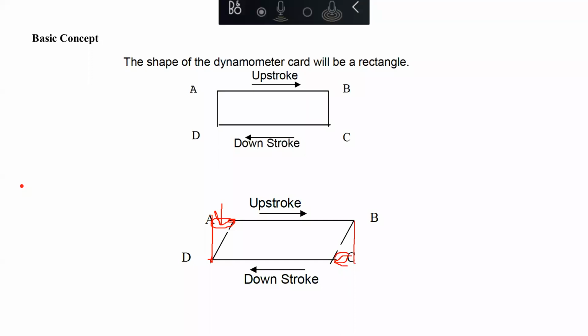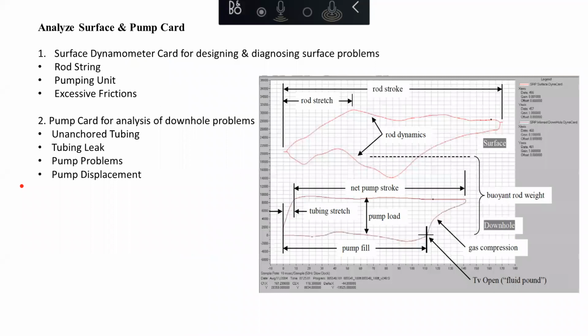Your tubing is going back to its original position during upstroke, because all the fluid load will act onto the sucker rod or the plunger, not on the tubing. Only during downstroke will the load act on the tubing. During upstroke, it will act on the pump. Now, the subsurface pump card is for designing and diagnosing, while the surface card shows problems with your rod string and pumping unit, such as whether you have excessive friction or not.